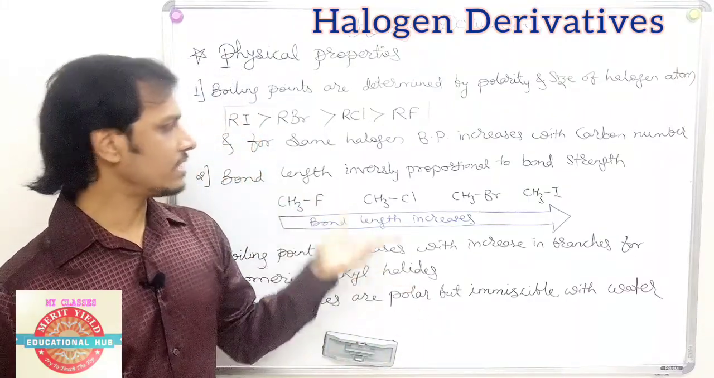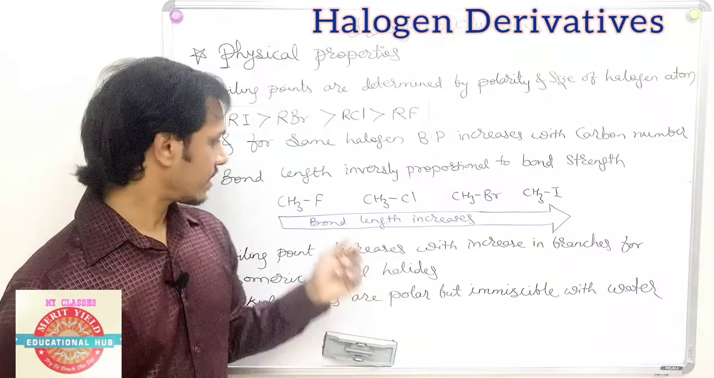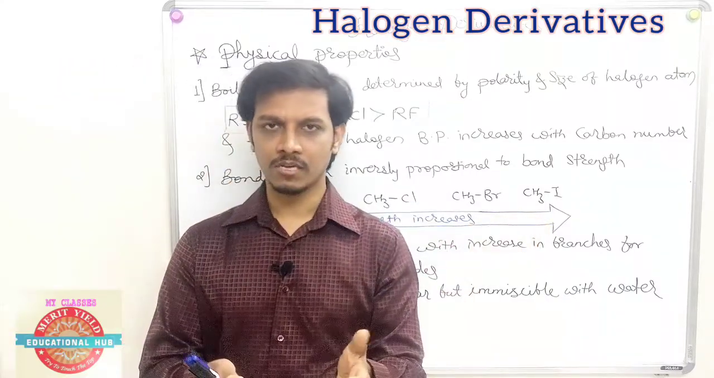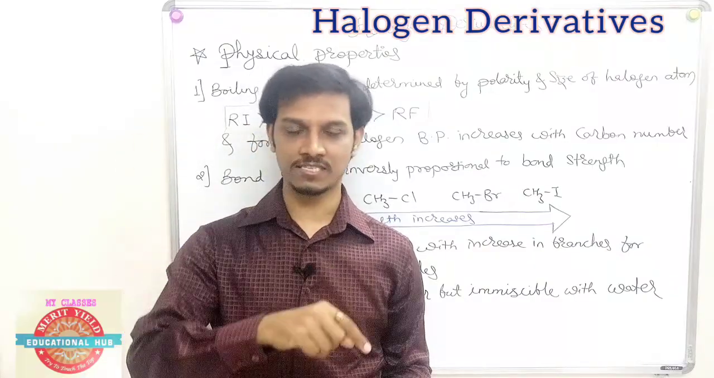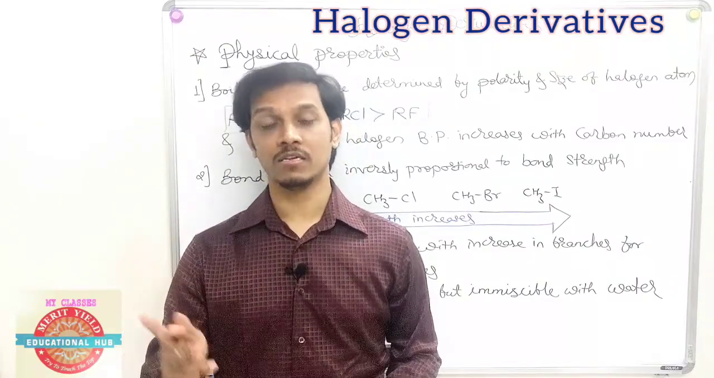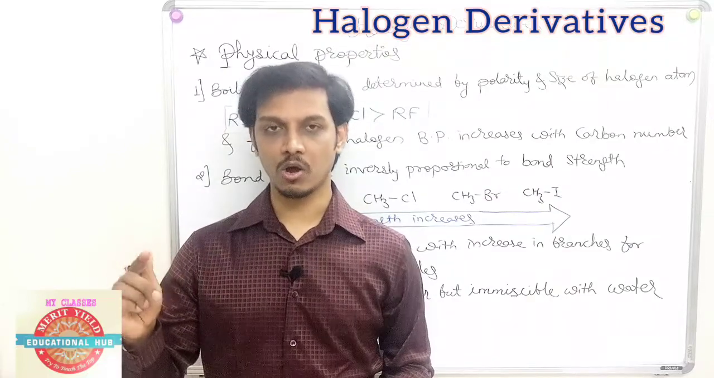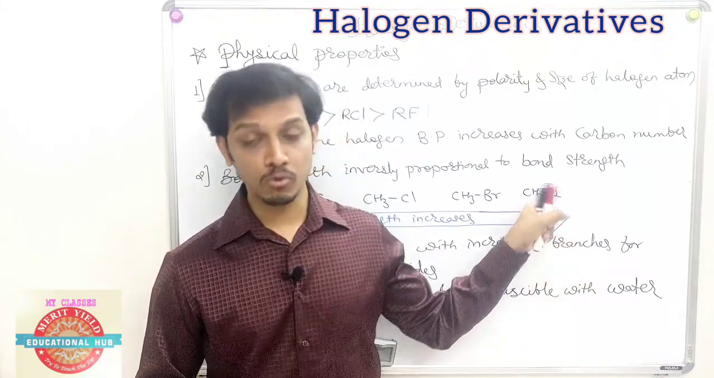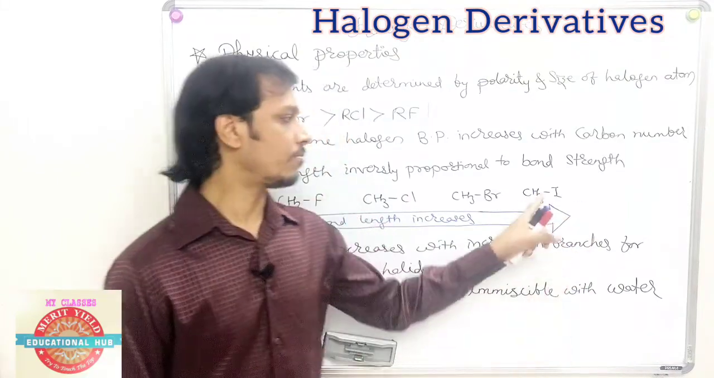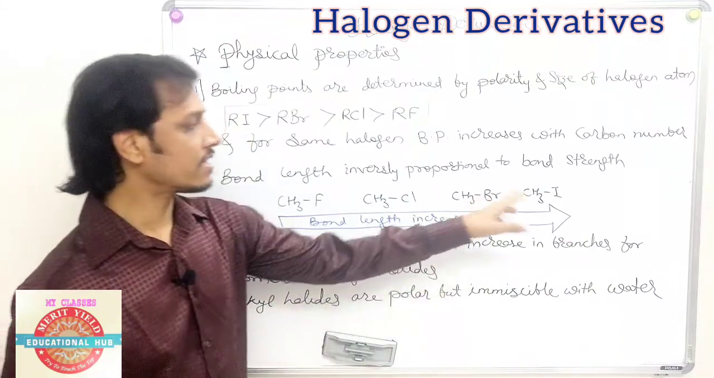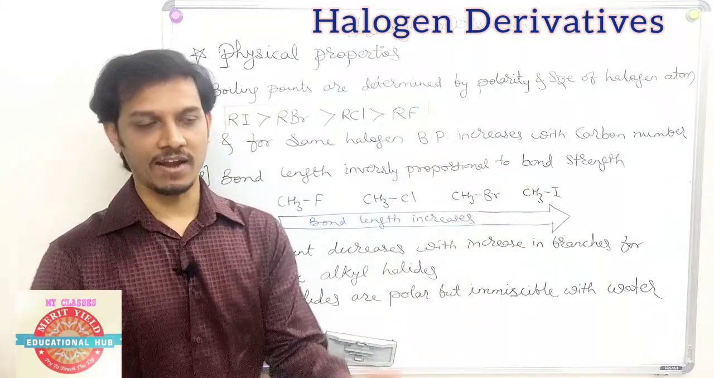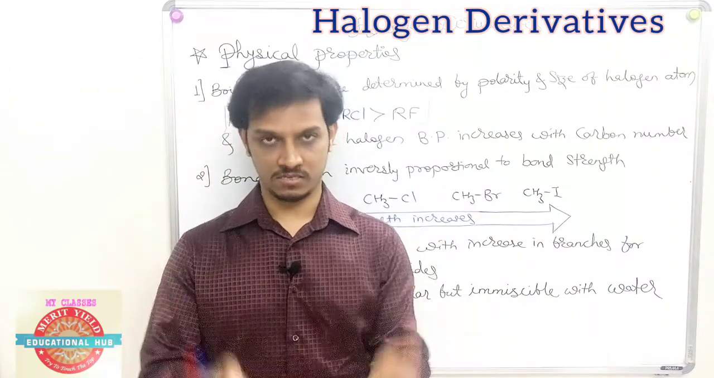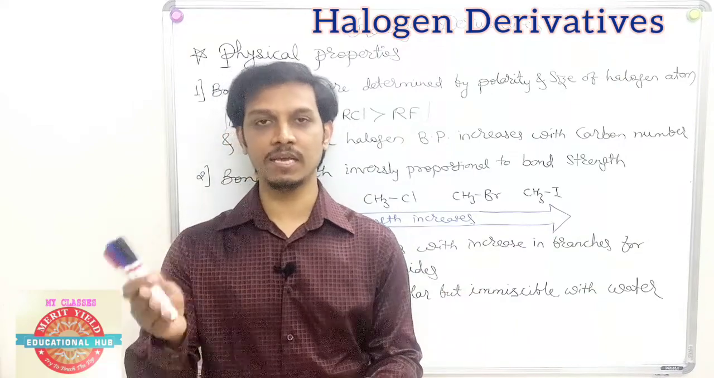Now bond length is inversely proportional to bond strength. As I said, if I have CH3F and CH3I, I is a bigger atom. Bigger atom means more number of shells, so to attract the electron of carbon to iodine, it takes a very long distance. So bond length ultimately increases, and if bond length increases, bond strength decreases. If attraction is weak, strength is also weak. If distance is big, strength is weak. Simple.